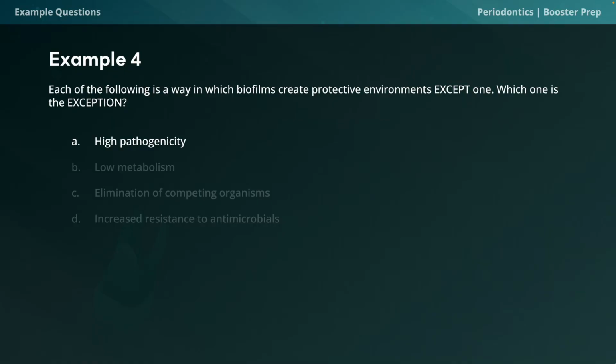It actually refers to the ability of microorganisms to cause disease, not necessarily its ability to survive in a protective environment. And all of the other option choices here are ones that we discussed at length earlier in the video. So if you struggled on this question, make sure to go back and review the concepts.